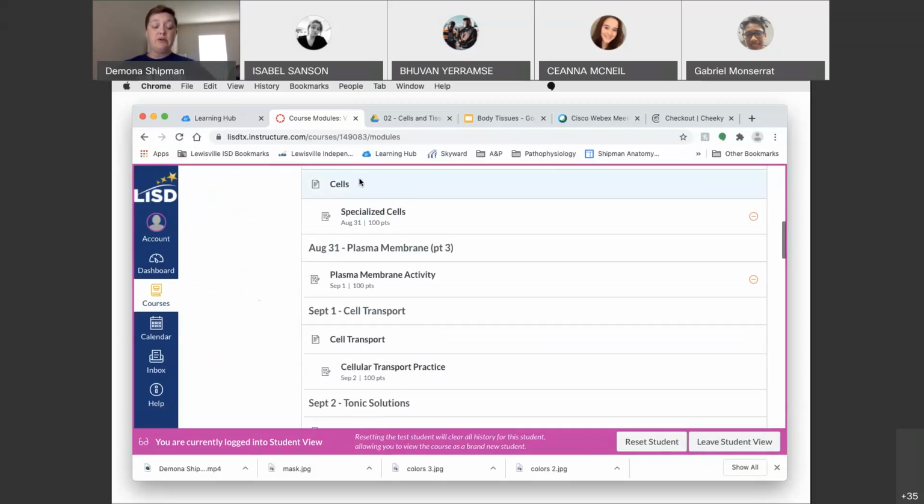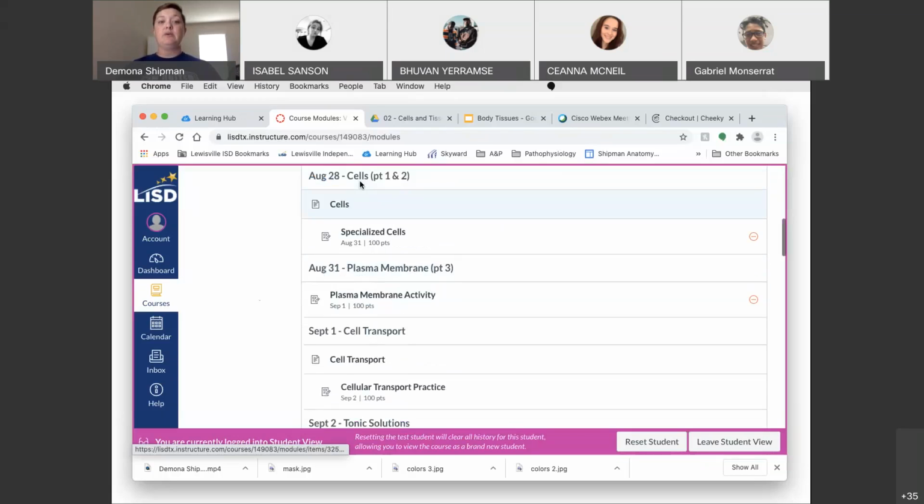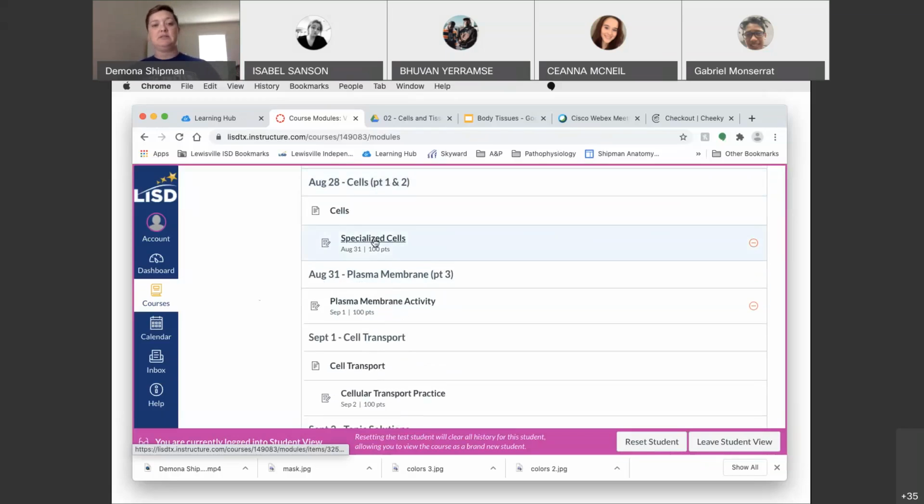So cells is where we are now. You did your plasma membrane stuff on Monday, right? We did the parts of the cell, all those organelles, and then plasma membrane, remember, is the same as your cell membrane. It's that outside barrier controlling what can come in and out of the cell, and you did this plasma membrane activity.